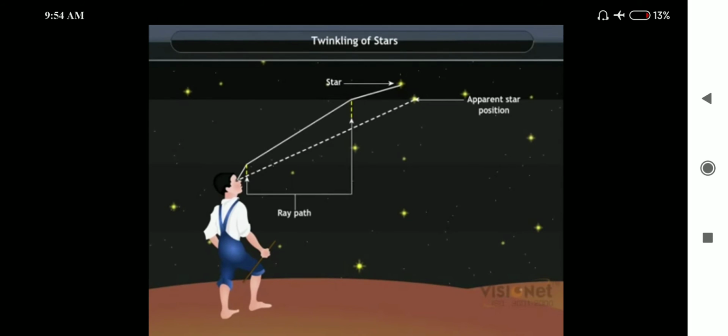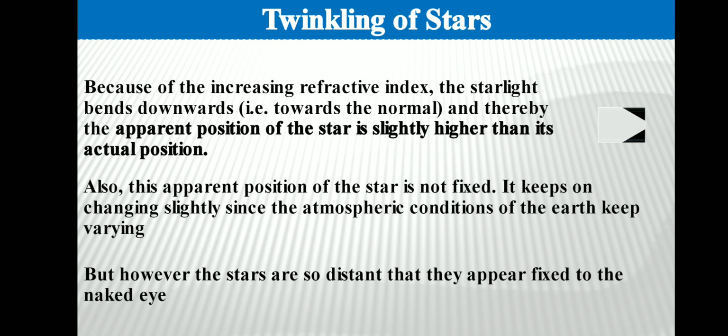As the path of rays of light coming from the star keeps varying slightly, the apparent position of the star fluctuates and the amount of starlight entering the eye flickers. The star sometimes appears brighter and at other times fainter, which is the twinkling effect. So this is the twinkling of stars due to atmospheric refraction.